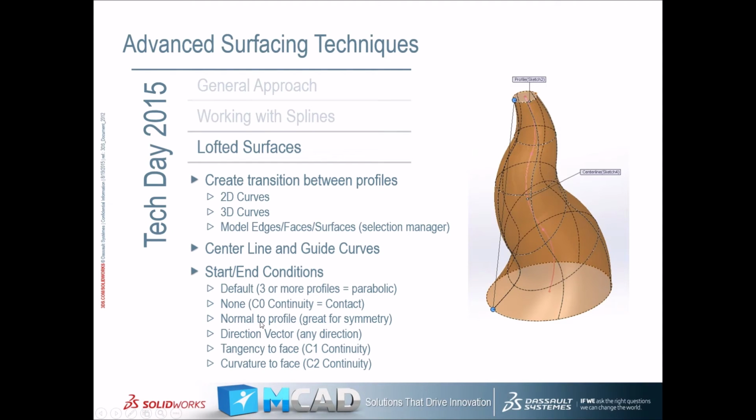We also have the ability to control, if it was a sketch plane, whether it's normal to that profile. This works great for symmetry. We can also just draw a line at any direction and use that as a vector for determining the tangency. And we can also control C1 and C2, or continuity for tangent and curvature.